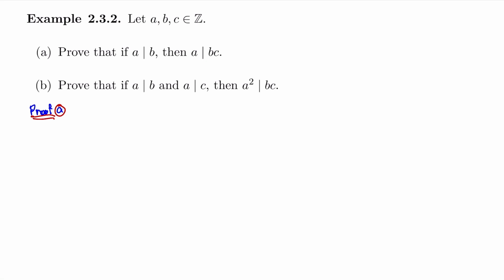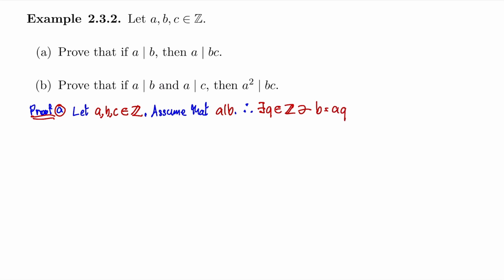So we have to let A, B, and C be integers and assume that A divides B. So what does it mean by this? I mean A divides B. So there exists, let's say Q, which is an integer, such that B equals AQ.